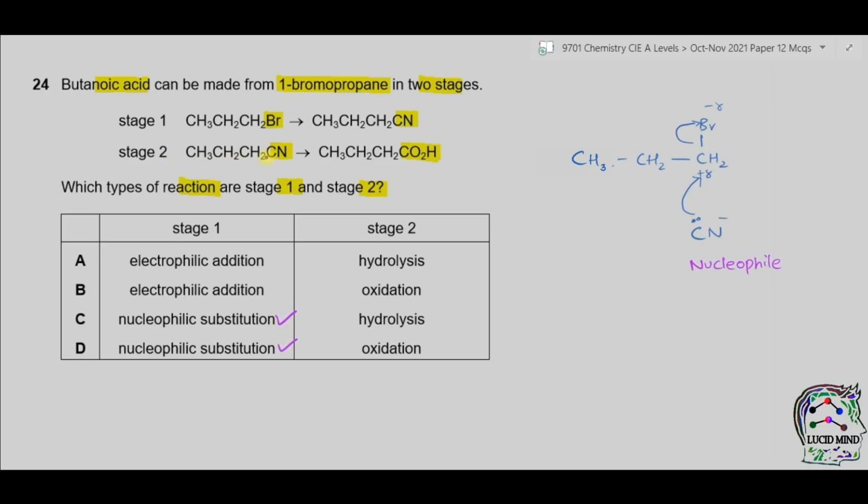In stage 2, we can see that cyanide is converted into carboxylic acid. Now this is possible when we react cyanide in the presence of HCl. It is refluxed. What happens is that this part converts into carboxylic acid and ammonium chloride is formed. So it is a hydrolysis reaction. The correct answer is therefore C.